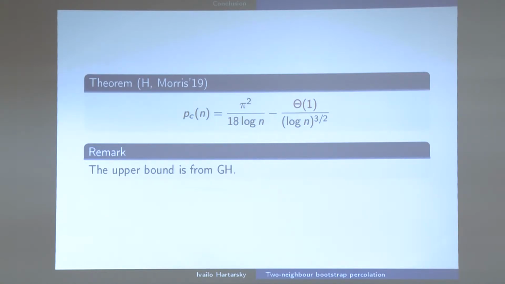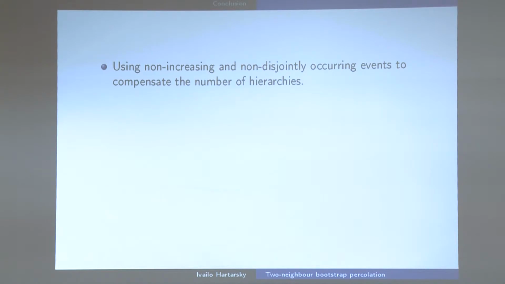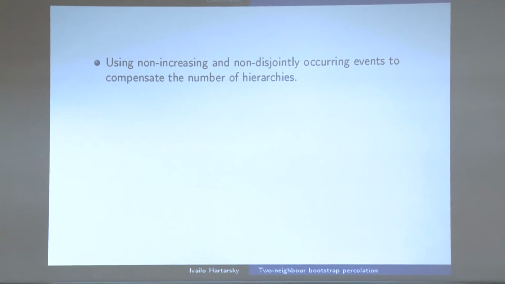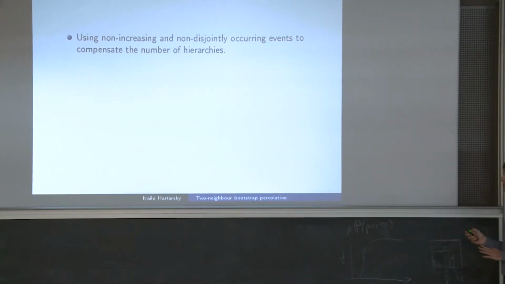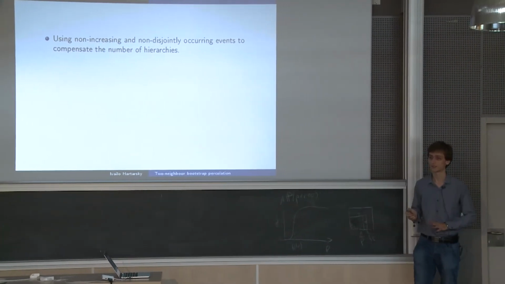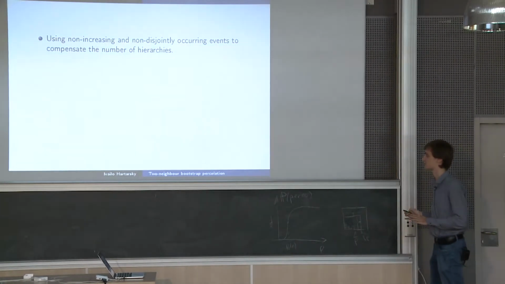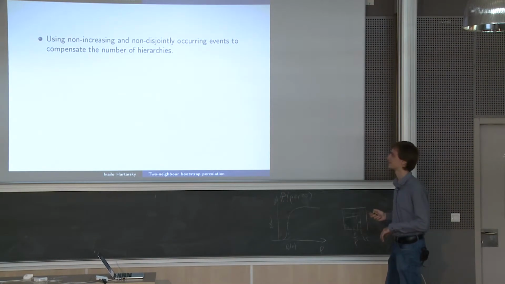As I guess my time is just about over, I'll not talk about the proof. I'll just tell you two things. It's very, very technical, but two very, very important things that we need to take care of is using non-increasing and non-disjointly occurring events for our hierarchies, which you can imagine is a problem. But I honestly think that this is very much necessary if you want to get a bound which is sufficiently sharp.